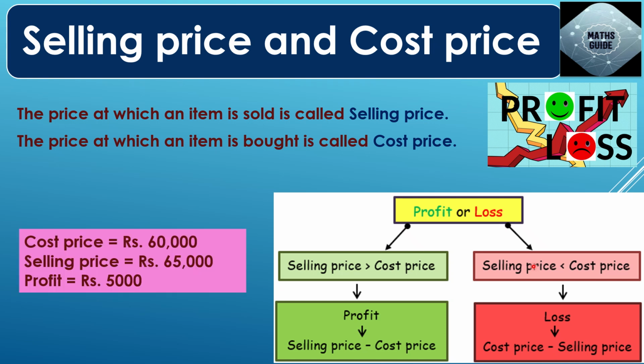Now take an example. The cost price of an item is 60,000 and the selling price is 65,000. Here the selling price is greater than the cost price. It means we have profit according to this. As you can see, selling price is greater than cost price, we have profit, and the difference of selling price and cost price will become profit. Otherwise, if cost price is greater than selling price, the difference will be the loss.